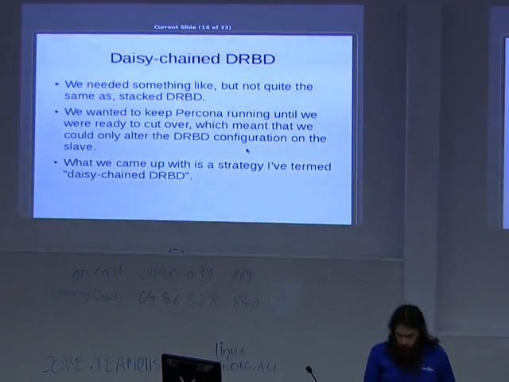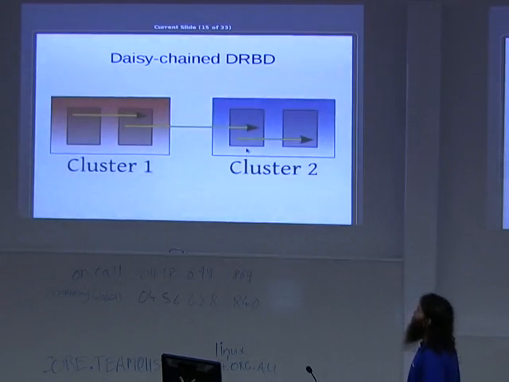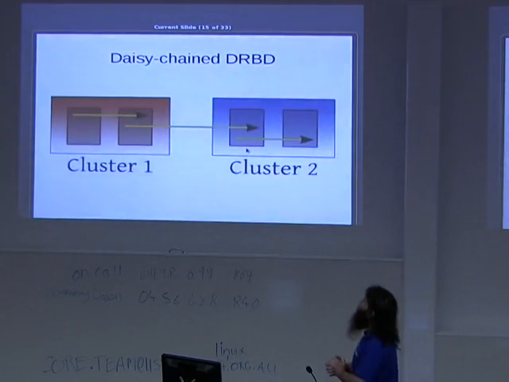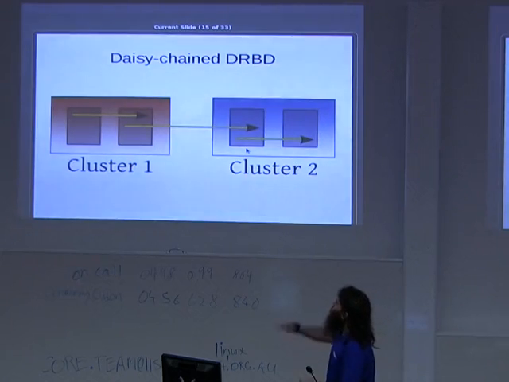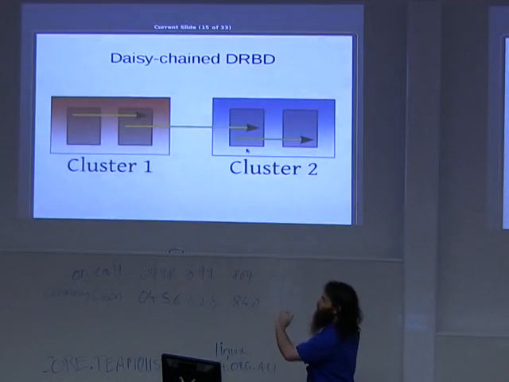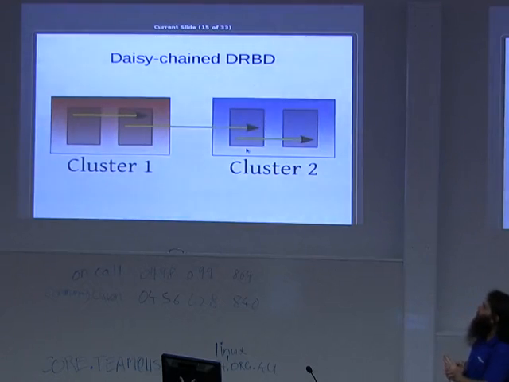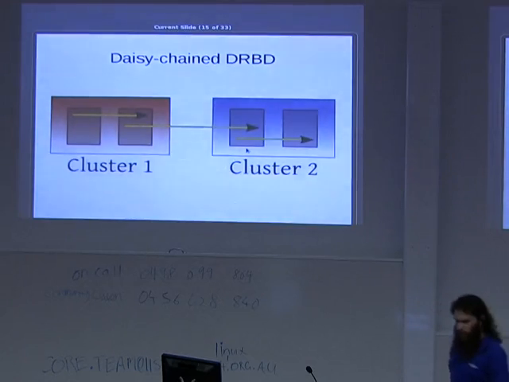Whereas with daisy-chained DRBD, you don't actually have it flipping back and forth in that fashion. You're never going to be moving the master for the lower resource across to the left. So that left-hand node, which is the one running Percona, doesn't need its DRBD configuration changed at all. It doesn't need to know or care about the fact that you're chaining additional resources onto it later.